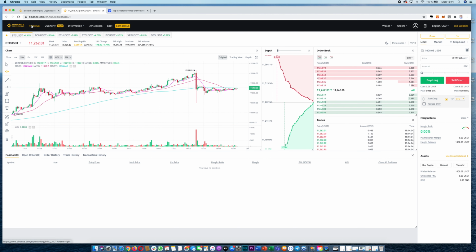So first of all, you have to know there's a difference between perpetual and quarterly contracts. Perpetual contracts are contracts without an expiration date. So they basically run forever and the position will stay open forever. The only thing you have to know is you have to pay funding every 8 hours. And the funding rate can fluctuate.